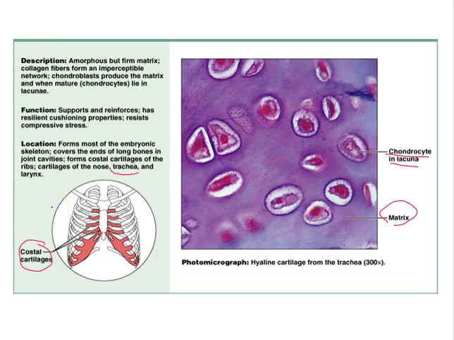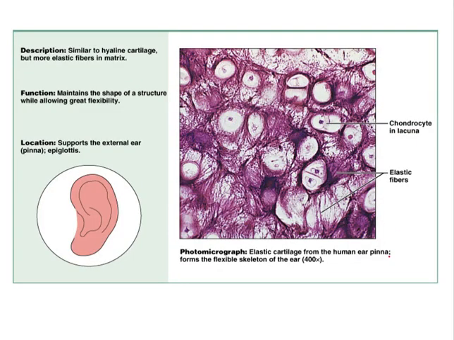At the ends of the long bones, we have hyaline cartilage, and also your skeleton before birth. Most of it was hyaline cartilage. So we can find many places in our body that are hyaline cartilage.